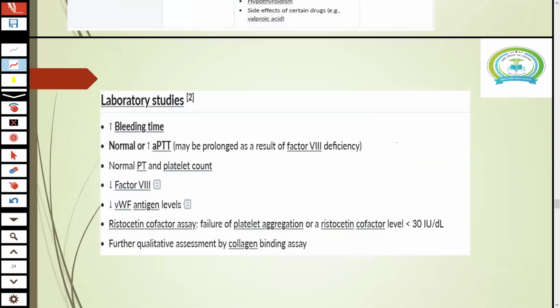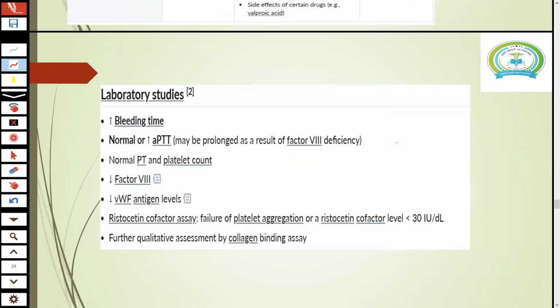If we do investigations for von Willebrand factor disease, the first and foremost is the bleeding time. It will give us a differentiation because bleeding time will be normal in case of hemophilia. In hemophilia, aPTT is usually prolonged. But in von Willebrand factor disease, it can be normal or it can be increased, but usually it is normal. PT and platelet count remain normal in both. Yes, there will be decreased factor 8 and definitely decreased von Willebrand factor antigen level.